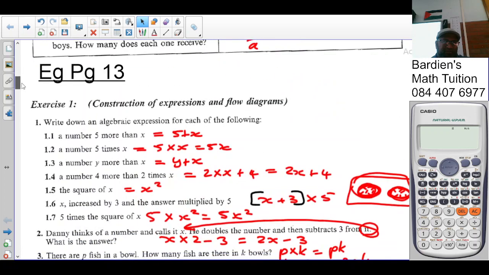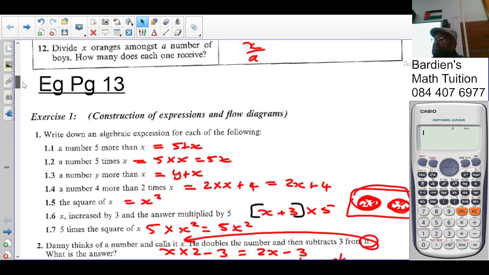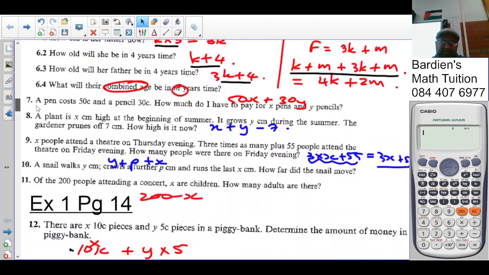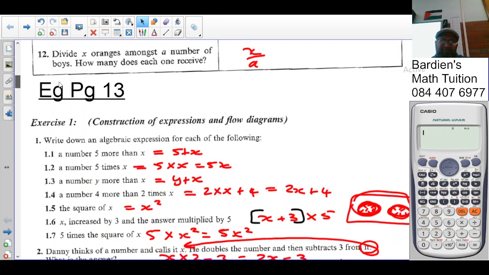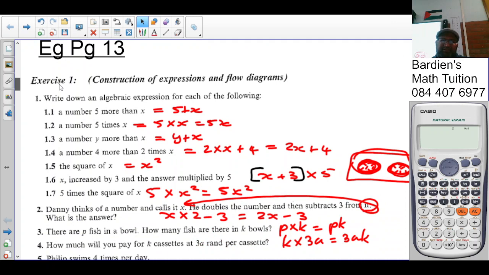Then you went into exercise 1. Okay, did you do this exercise? Is there anything that you guys had problems with in exercise 1 on page 30? Anything that you didn't understand? Do you want me to clarify?